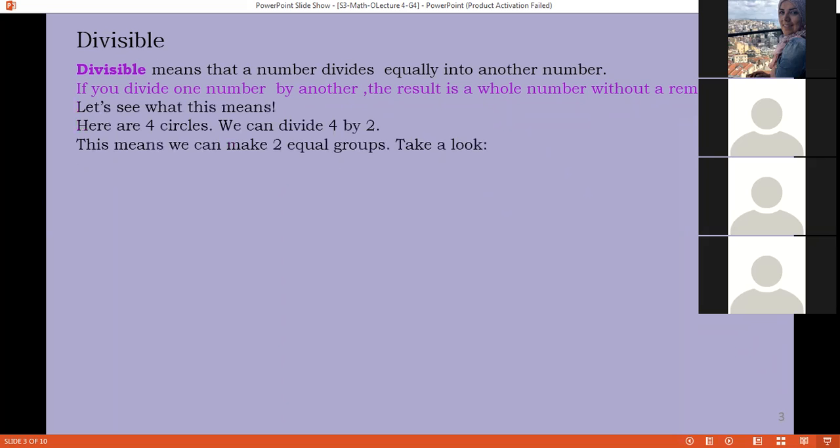So 4 is divisible by 2, yes. That means we can make 2 equal groups. Suppose we have 4 circles. Look at the picture. We can make every 2 circles in one group. So how many groups did we get? 2. Is there any circle left alone? No. So in this case, we can say that 4 is divisible by 2.